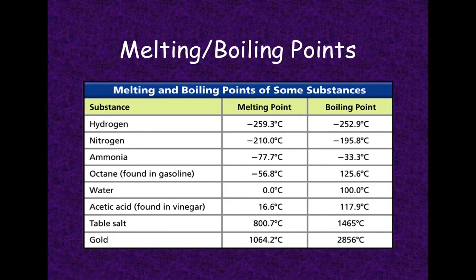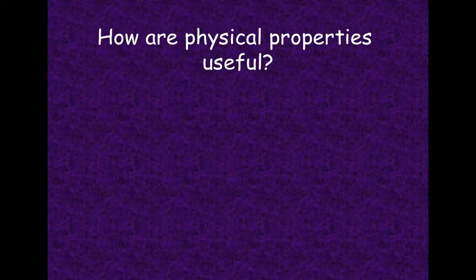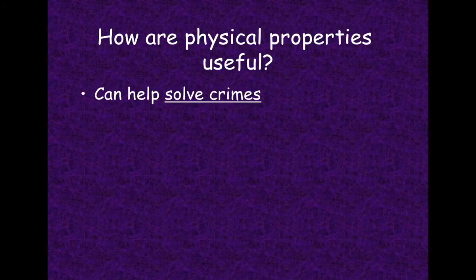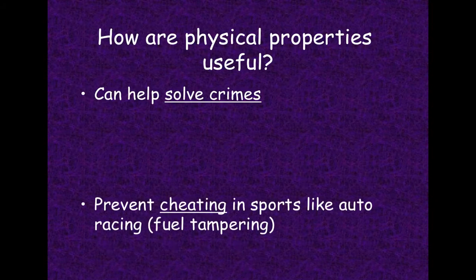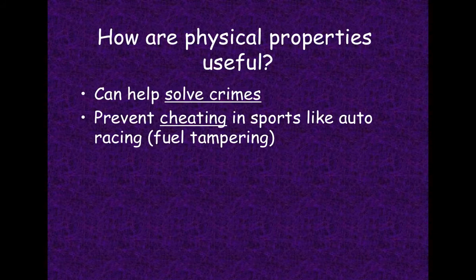So now that we've gone through a bunch of different physical properties, how are these useful? So why are we looking at them? These can actually be used for us to solve crimes. You look at physical properties of the evidence that's collected, and you can actually match up the evidence then with the suspects who were present and probably committed that crime. We also use it to prevent cheating in sports. For instance, auto racing, you can look at the fuel. We also use the physical properties of things like blood and urine to see if athletes are actually using different drugs or performance-enhancing techniques in order to get ahead of their competition.